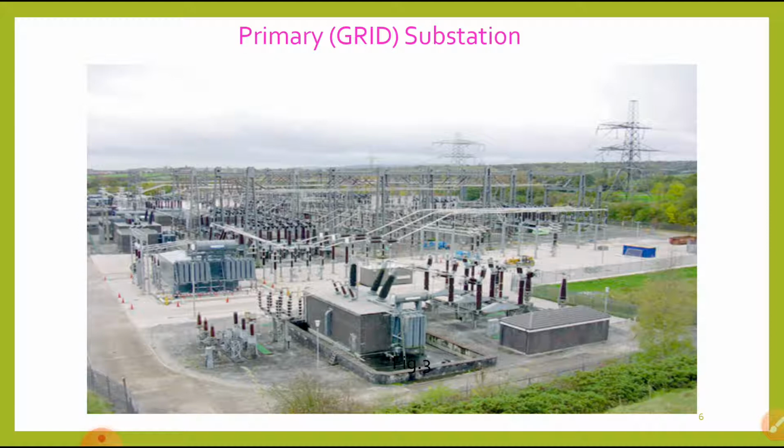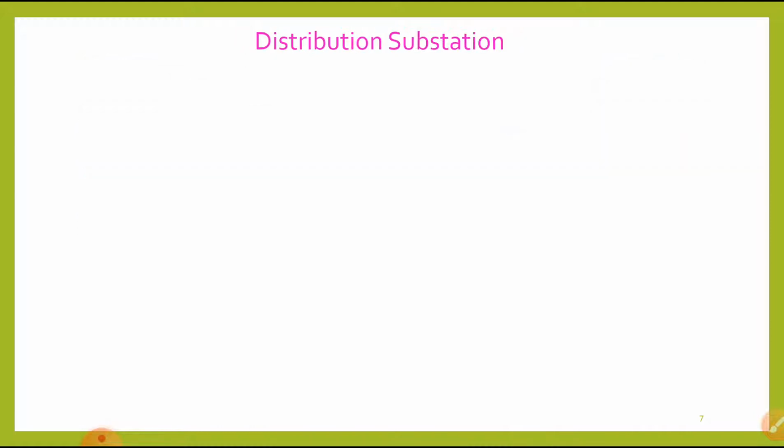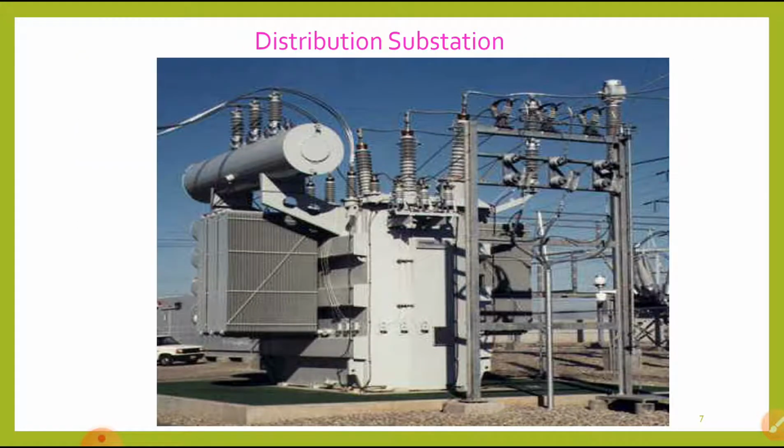Let us see that also. Now, you can see the distribution substation, where it distributes the power to the consumers in nearby areas at low voltages, whether 33 kV or 11 kV, or sometimes 400 volts for domestic purposes.